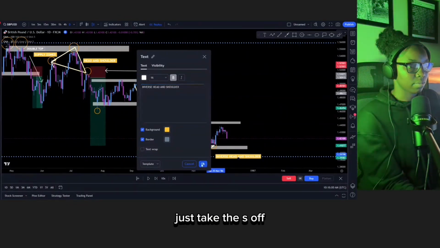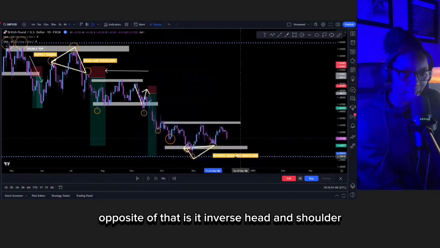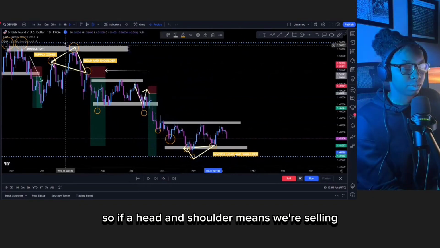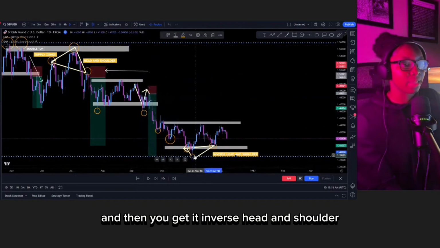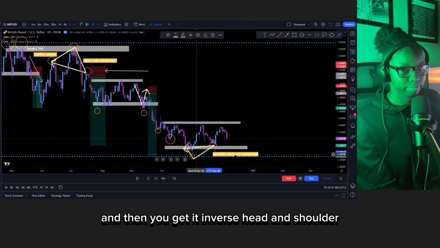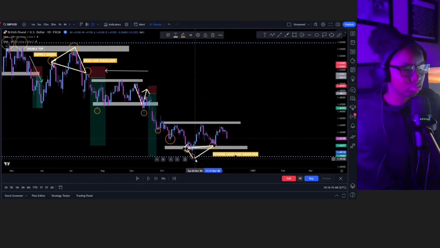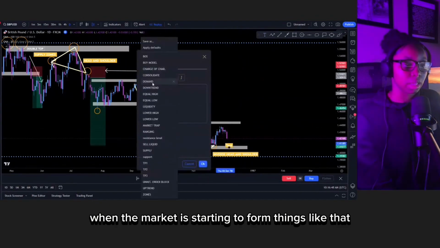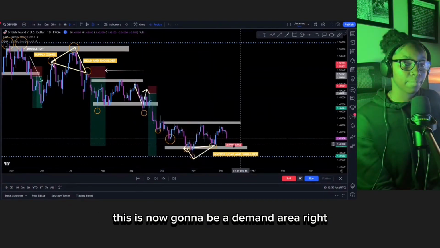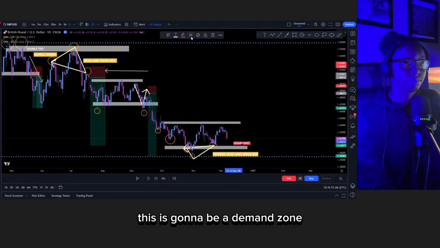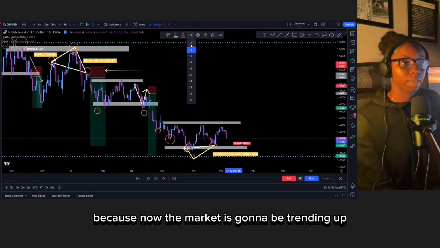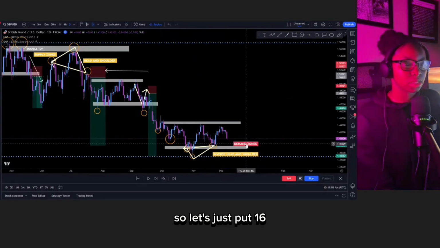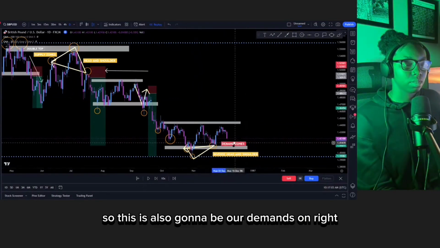Let's just take the S off. The opposite of that is an inverse head and shoulders. So if a head and shoulders means we're selling, and then you get an inverse head and shoulders, what do y'all think that means? Tell me. In the same area, like I said, when the market is starting to form things like that, this is now going to be a demand area, right? This is going to be a demand zone, because now the market is going to be trending up. So this is also going to be our demand zone, right?